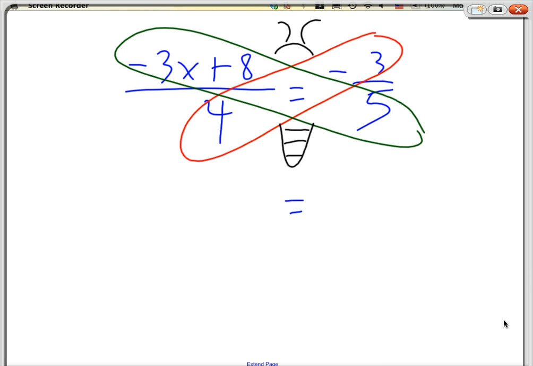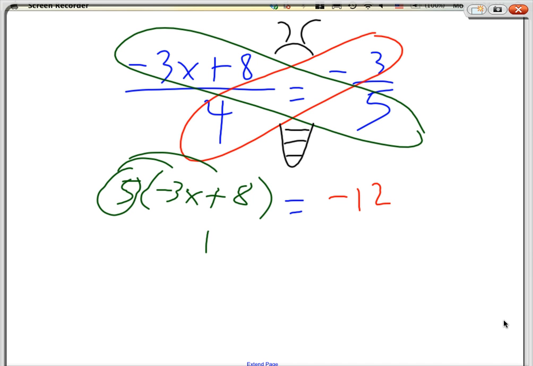4 times -3 is -12. On the left-hand side, I have 5 times -3x plus 8, isn't it? Does it look better now? So what do we do here on the left-hand side? Distributive property. Very good. So I take that 5 and distribute. Notice I bring down the plus sign. 5 times -3x? -15x. A lot of people will skip this last step for some reason, but when you're distributing, you have to distribute to every single term. 5 times 8? 40. Please do not ever forget that part.